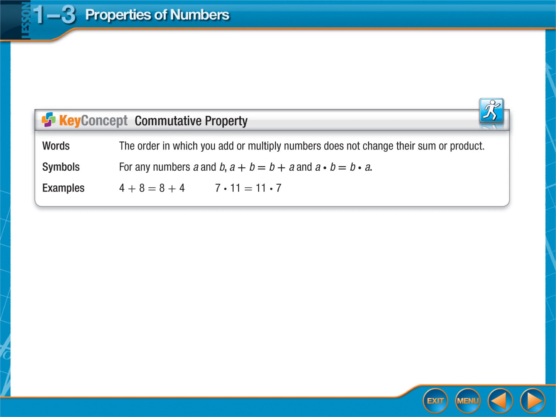Okay, commutative property. Commutative property we've kind of already talked about. 4 plus 8 is the same thing as 8 plus 4. 7 times 11 is the same thing as 11 times 7. Okay, it's just flipping them. Can you use that for division or subtraction? No. Why? Because it could go into negatives or it can just turn out different. You will not get the same answer with division and subtraction.